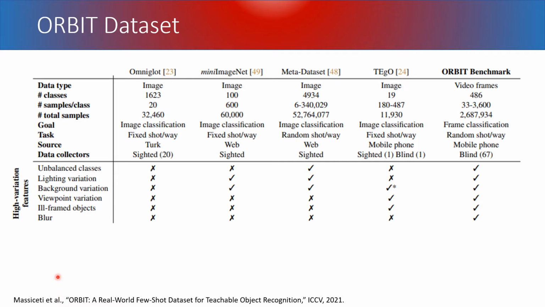Before going to the detail, we want to highlight the Orbit dataset, which has high variation features with some challenges. For instance, unbalanced classes, lighting variation, background variation, viewpoint variation, ill-framed objects, and also blur. So our method somehow can tackle some of these problems.